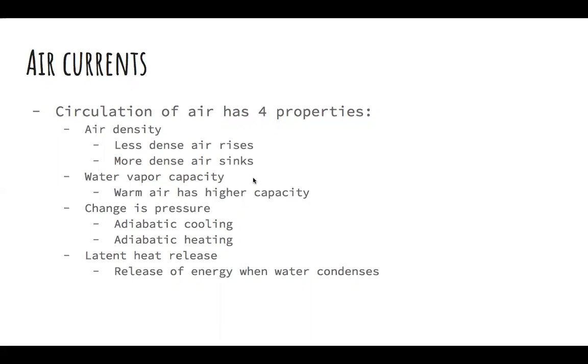So air has four properties that determine how it circulates in the atmosphere, which are density, water vapor capacity, adiabatic heating and cooling, and latent heat release. So starting off, we're going to talk about air density and how it affects air circulation.